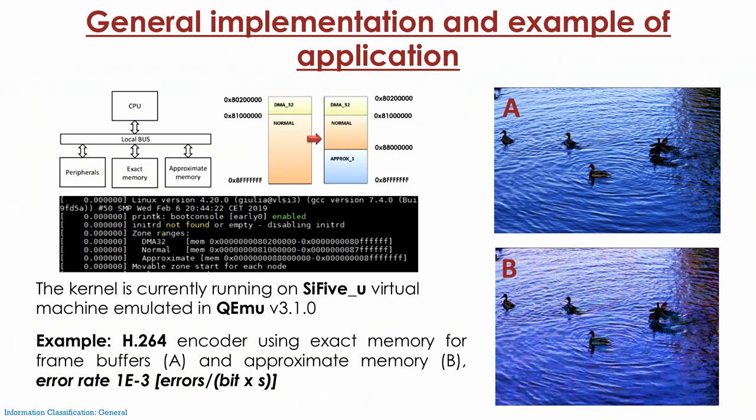At the poster session, we can discuss our implementation, and we can show how it is currently running on a CPU virtual machine emulated in QEMU. We also have an example as a case study, an implementation of an H264 encoder using approximate memories for frame buffers, and we can show the degradation of output and how this can be exploited.